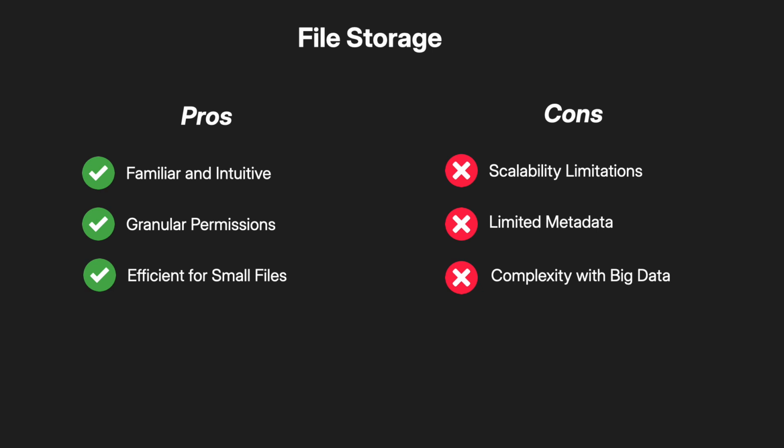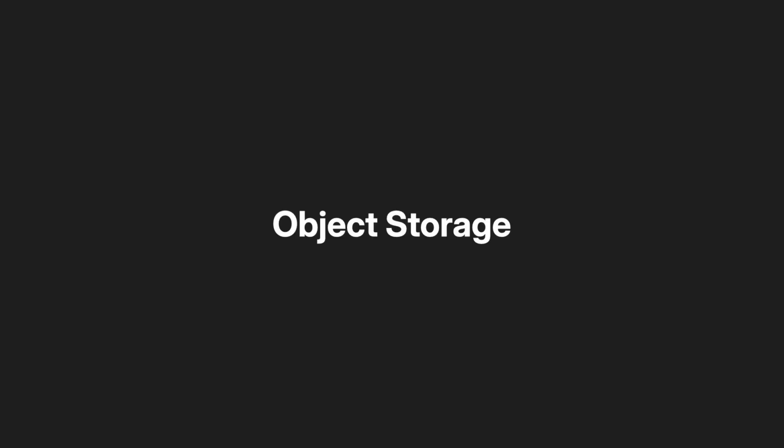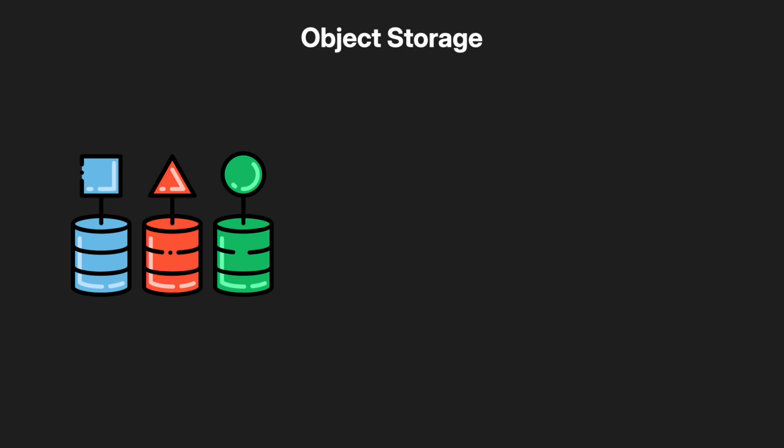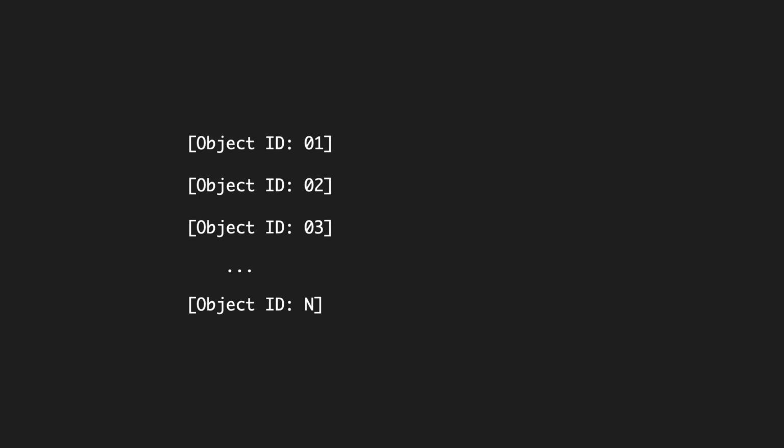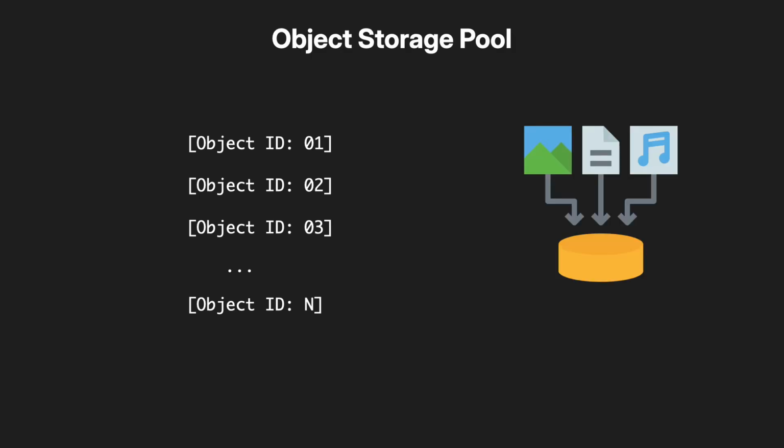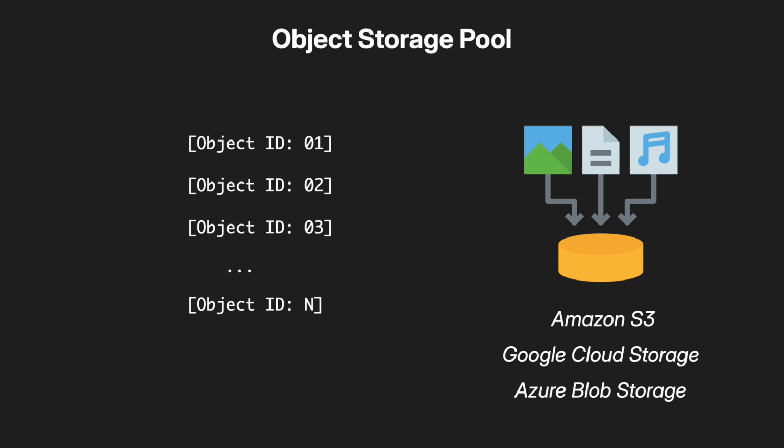Moving on to object storage, this system stores data as objects in a flat structure without a hierarchical directory. Each object contains the data itself, a unique identifier, and extensive metadata. Objects are retrieved using their unique IDs, making the system highly scalable and efficient for certain types of data. Objects are stored in a flat address space, often referred to as a storage pool. This eliminates the need for complex directory structures. Popular examples of object storage systems include Amazon S3, Google Cloud Storage, and Azure Blob Storage.